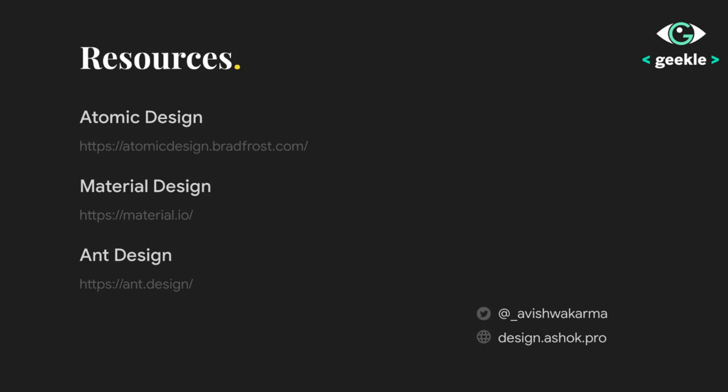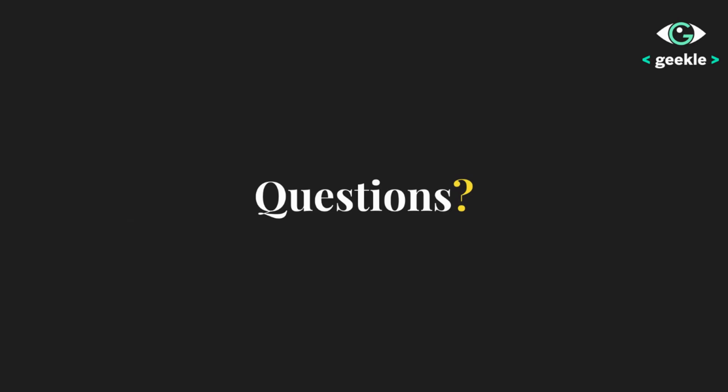Here are some resources which we have discussed. Atomic design is where you can learn how atomic design works. Material design gives you an idea of how component libraries and other things work. And Ant Design is another pattern library you can go to.